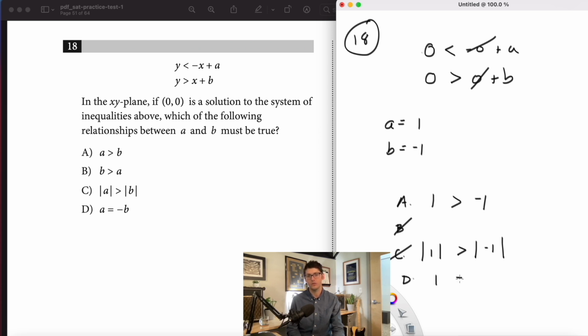However, answer choice D does work for now. 1 is equal to negative 1, right? Because that becomes a positive 1. Okay, so D and A seem to be true. Let's try a different set of values. Let's try to make it dramatically different.